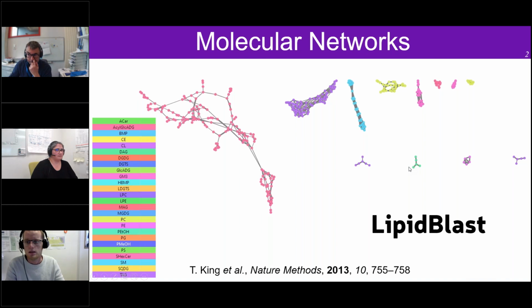Okay, so what is a molecular network? To explain, we will look at this data set extracted from LipidBlast. It's a collection of lipids in silico MSMS spectra. In this network, we can see nodes, which represent MSMS spectra, connected by edges, which are related to spectra similarities.